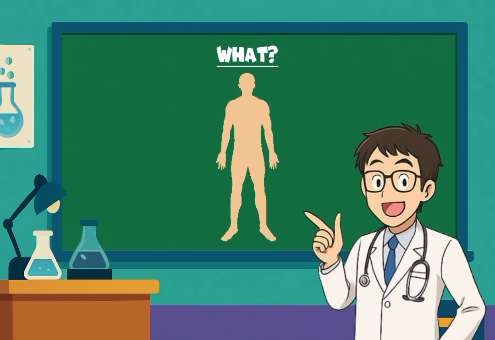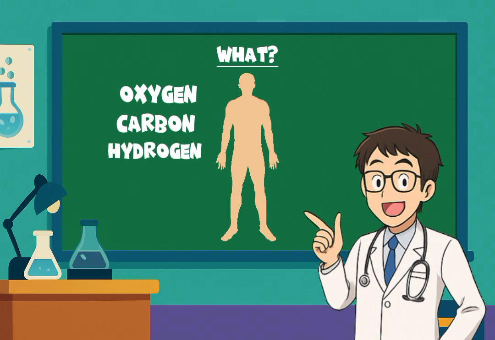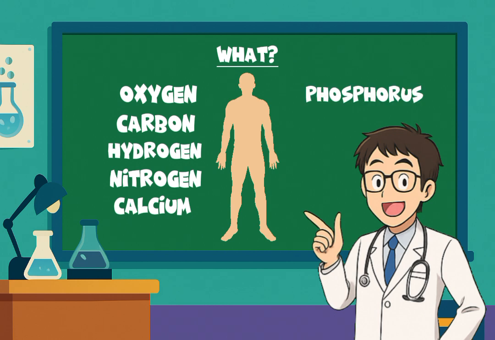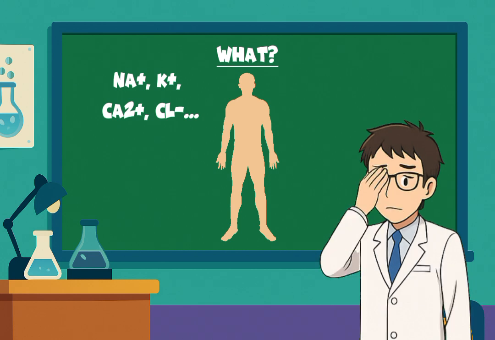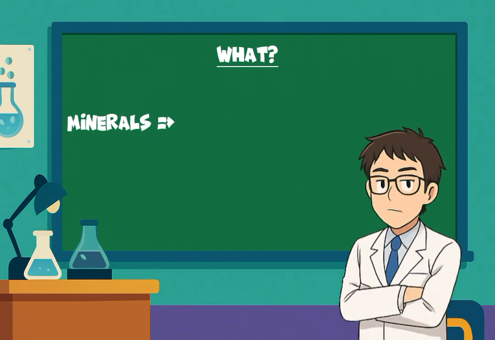Major elements in the human body are oxygen, carbon, hydrogen, nitrogen, calcium, and phosphorus. You can also include sulfur here. Other ions may include sodium ions, potassium ions, chloride ions, magnesium ions, and iron. So your minerals come together to form cement.